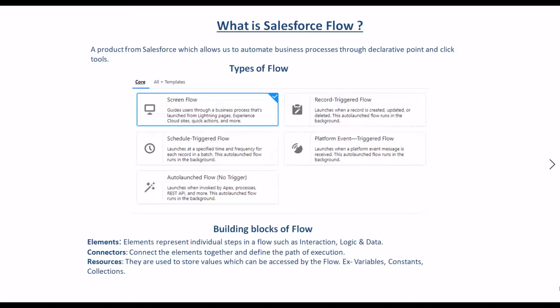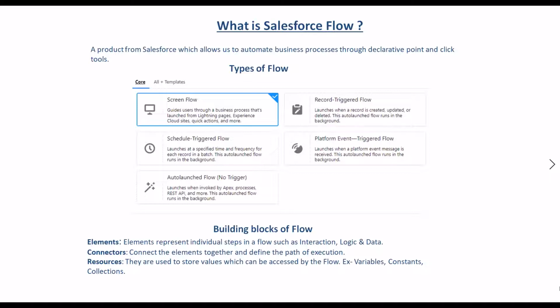There are three main building blocks of flows. Elements. They represent the individual steps in a flow. They can be further categorized into interaction elements like screens, logic elements like assignment or decision, and data elements such as create records or update records. Connectors are used to connect the elements together and control the execution path.